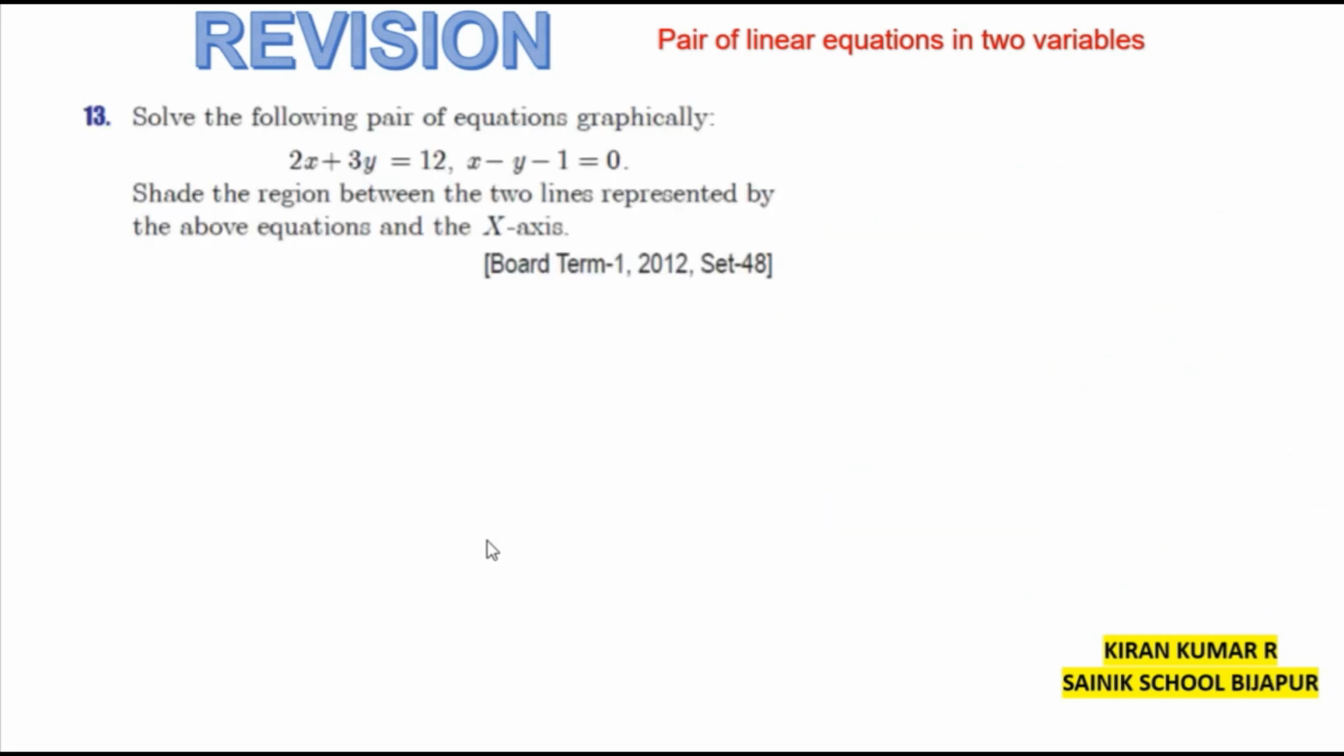Check question number 13. Solve the following pair of linear equations graphically. Shade the region between the two lines represented by these equations and the x-axis. Very simple. The given equation is 2x plus 3y equal to 12. First equation. From this, y can be written as (12 minus 2x) divided by 3.